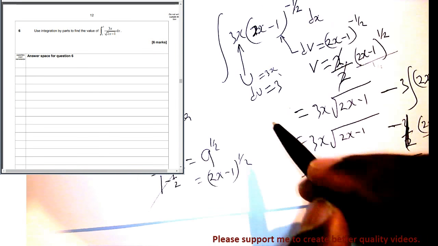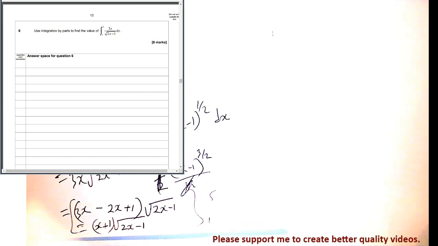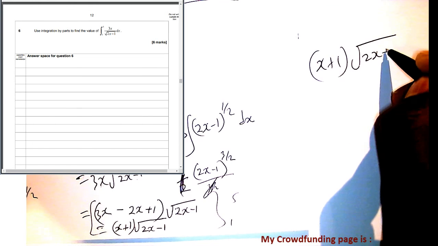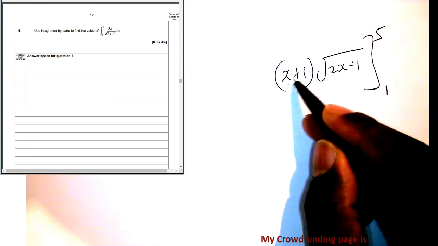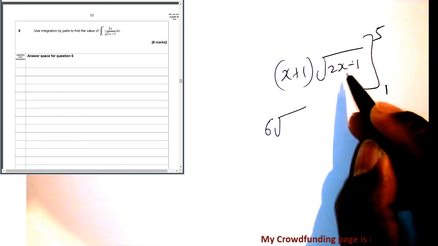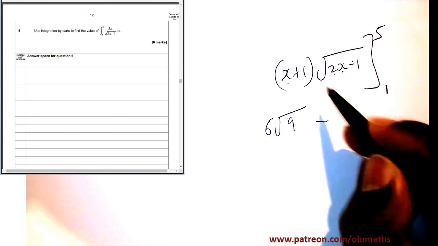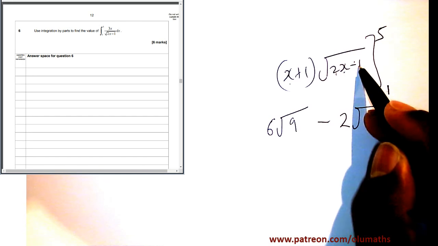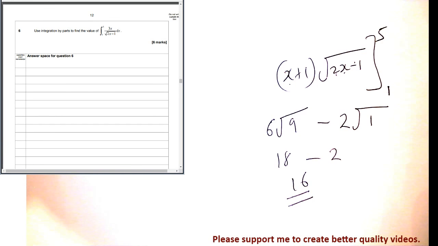Now, we were meant to integrate from 1 to 5, and we should never lose focus of that. So if we're integrating from 1 to 5, (x plus 1) root 2x minus 1 from 1 to 5 would simply be 5 plus 1, 6, root 2 times 5 is 10, minus 1 is 9, minus when it's 1. So 1 plus 1 is 2, root 2 times 1 is 2, minus 1 is 1. So that's 6 times 3, 18, minus 2 times 1, 2, leaving you with the answer as 16. And it's 6 marks.